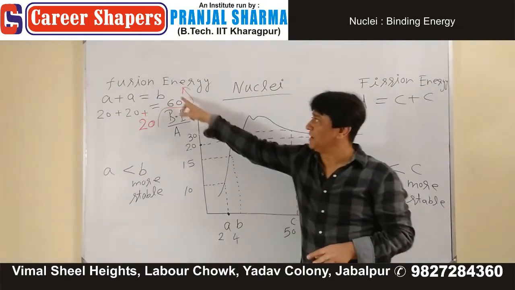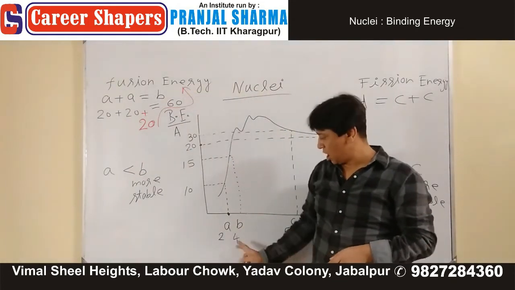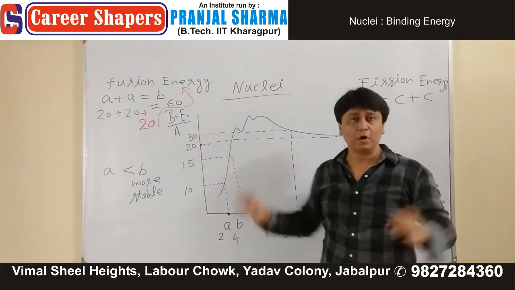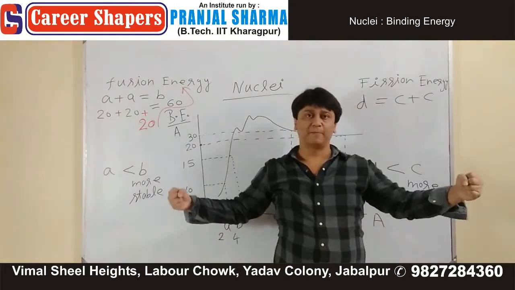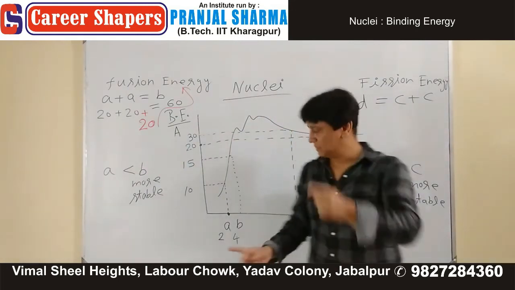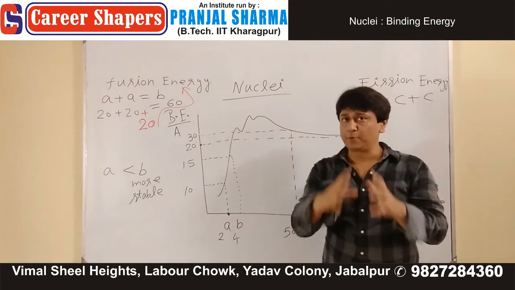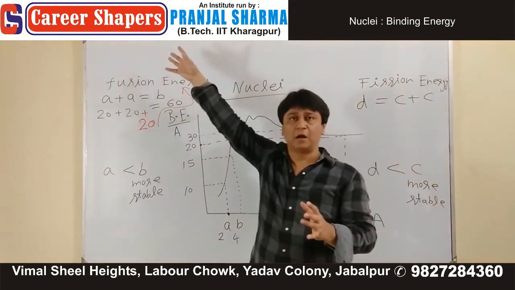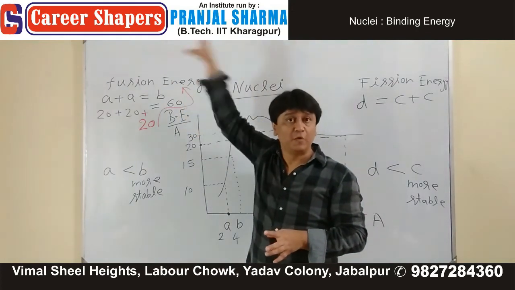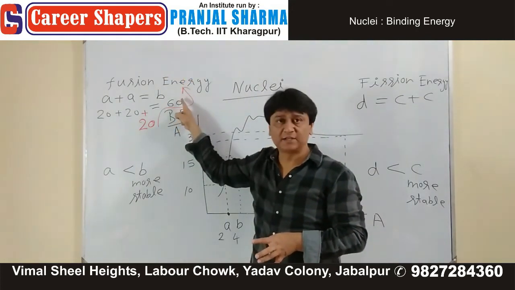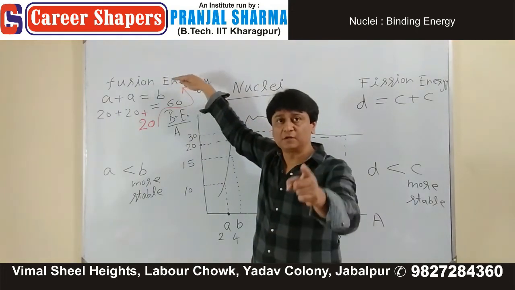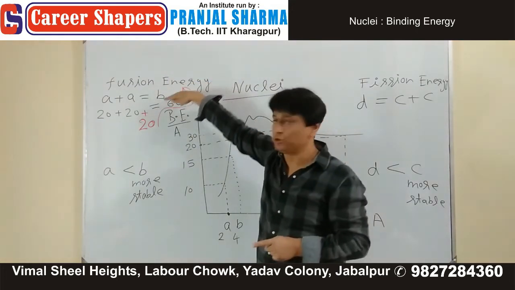Now imagine B. How many nucleons are present in B? 4. All the 4 nucleons are well separated. They come together, form a nucleus, that is called B, and in the process energy comes out. That energy is 60. So the universe has got how much energy? 60. When B forms, universe should get 60 joules.